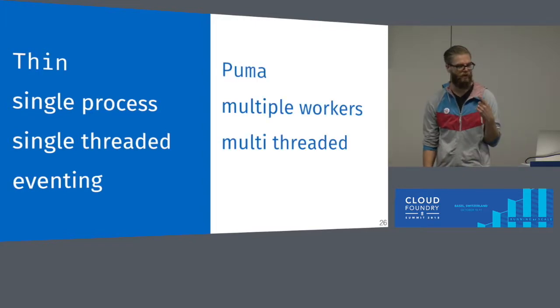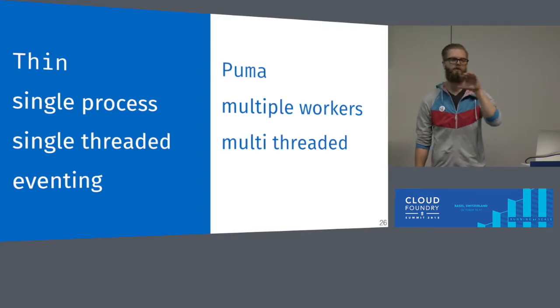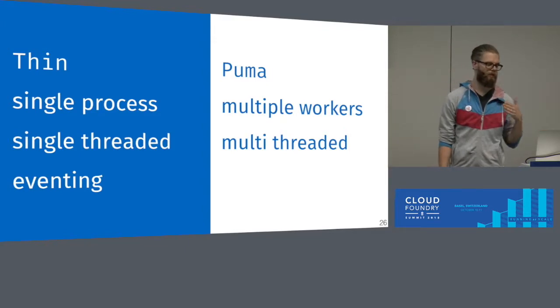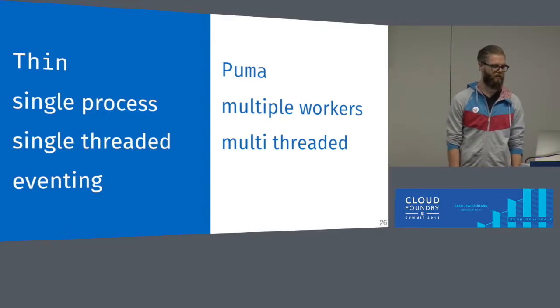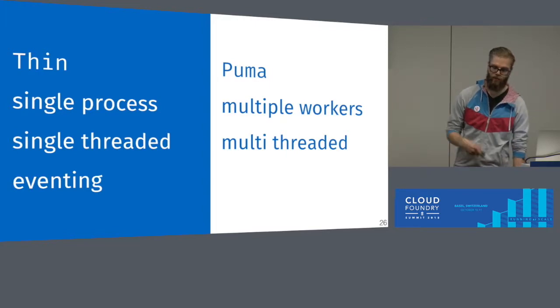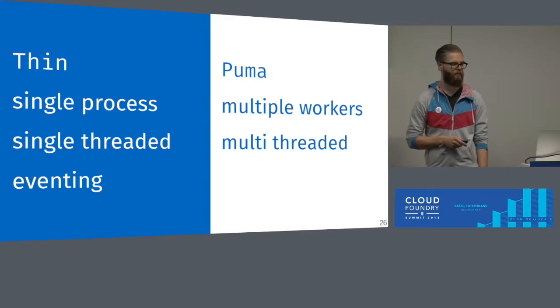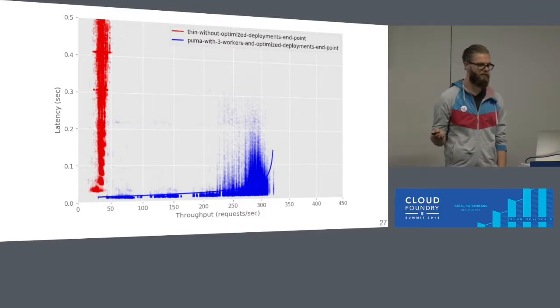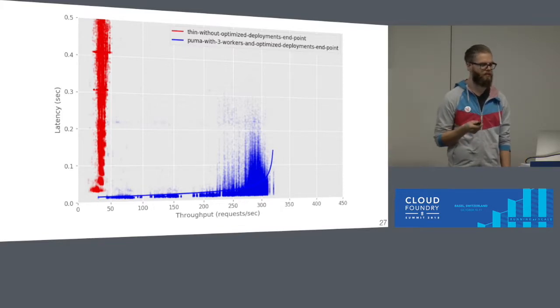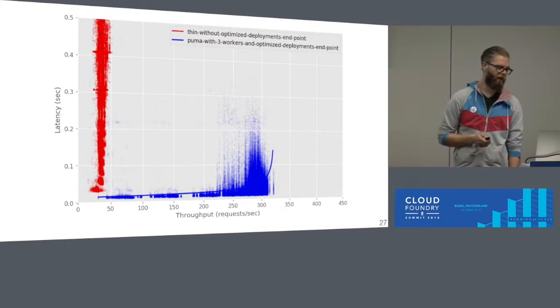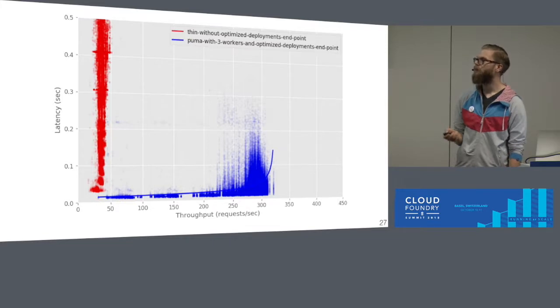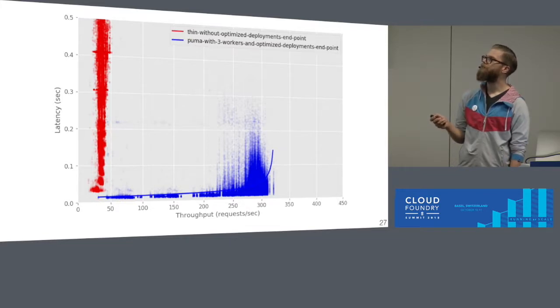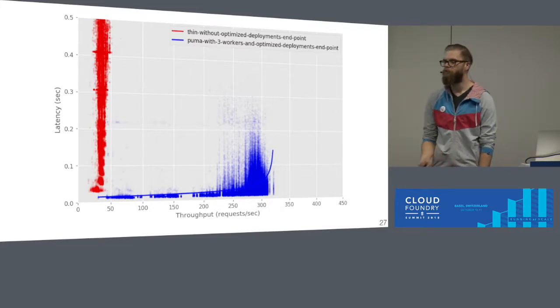That's why we switched it out for Puma as a web server, so that you can use multiple cores by spinning up multiple workers. It's properly multi-threaded, which means you get results if you actually compare the performance, which look like this, right? On the x-axis we have throughput in requests per second. On the y-axis we have latency measured in seconds, and the red dots are what the latency does when you're using Thin previously, and the blue ones are what Puma gives us.